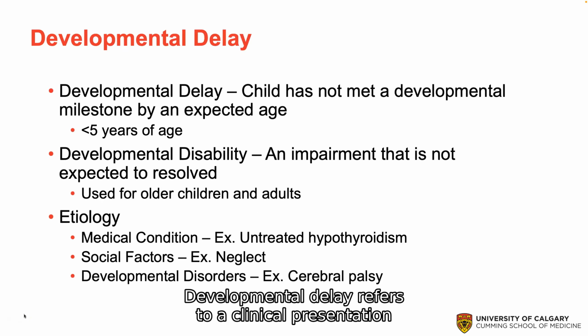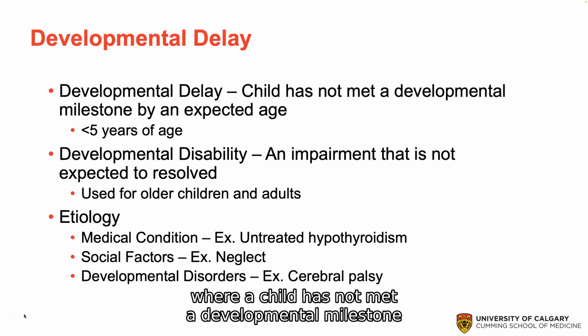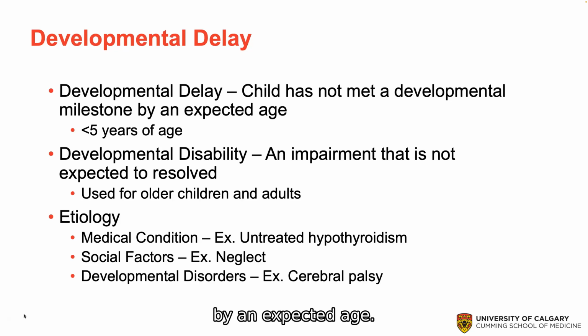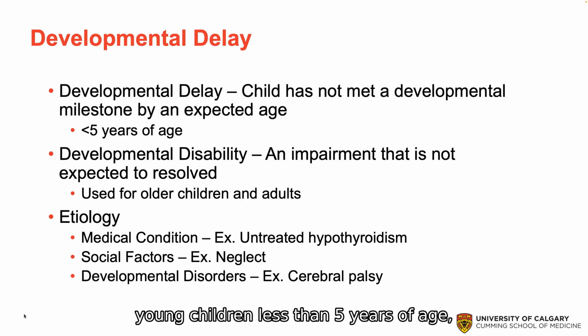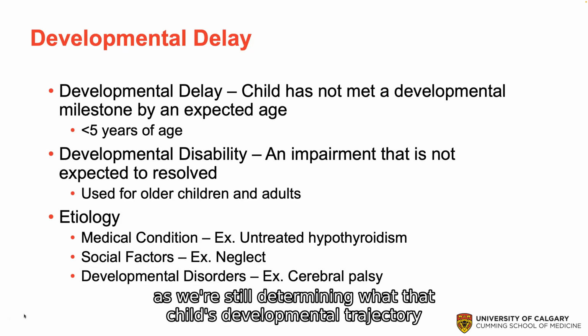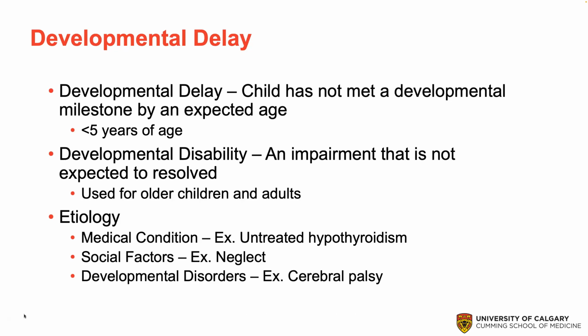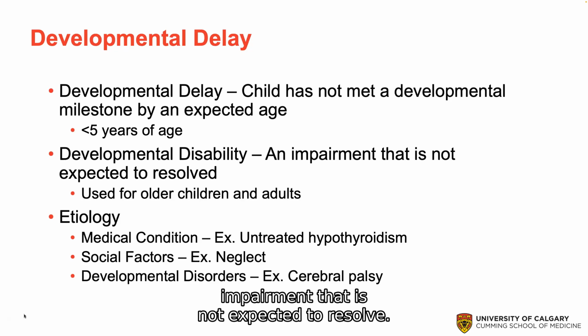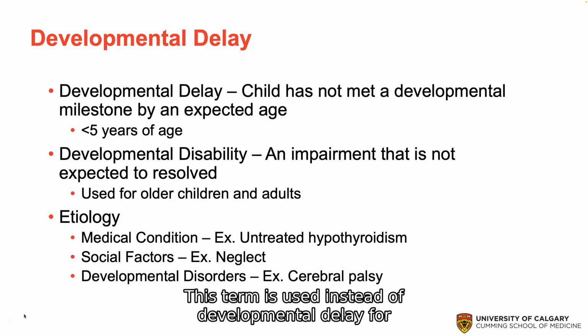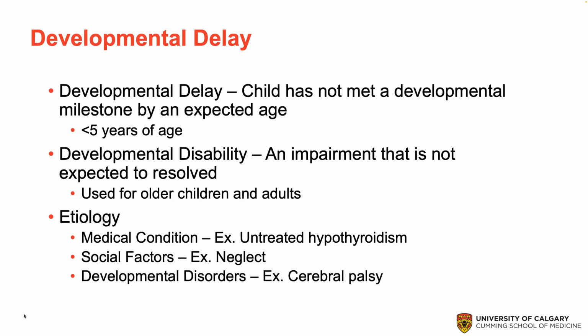Developmental delay refers to a clinical presentation where a child has not met a developmental milestone by an expected age. The term developmental delay is typically used for young children less than 5 years of age, as we're still determining what that child's developmental trajectory might look like. The term developmental disability refers to an impairment that is not expected to resolve. This term is used instead of developmental delay for older children and adults.